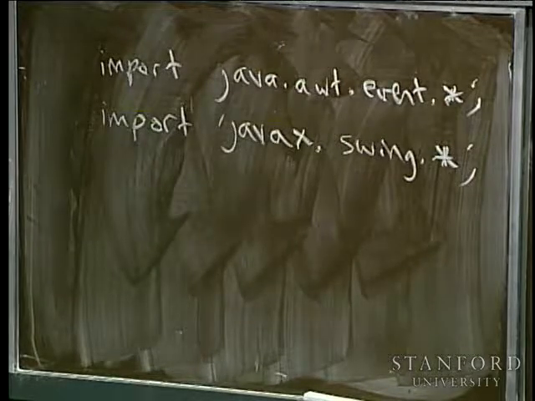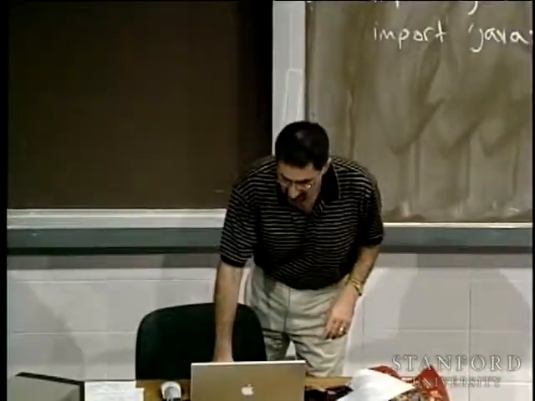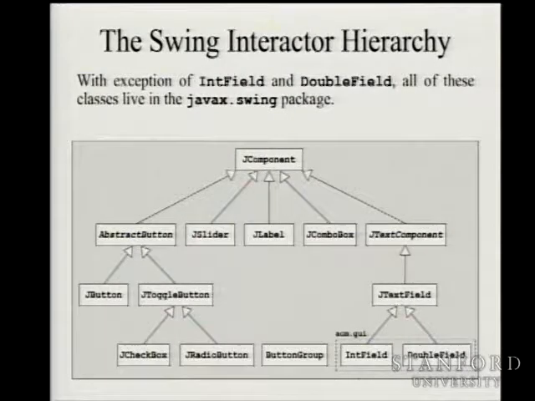And so to give you an idea of what's actually going to be going on in your program, if we can go to the slides, let me show you how the interactor hierarchy looks. So in the Java world, this is in javax.swing. All interactors, in some sense, at the end of the day, are what we refer to as JComponents. JComponent is kind of the basic, generic thing that all interactors are.